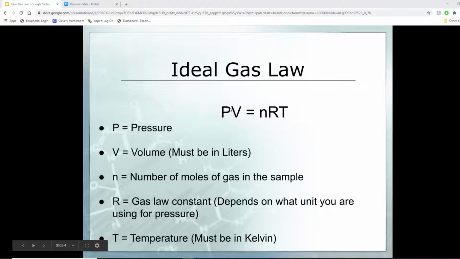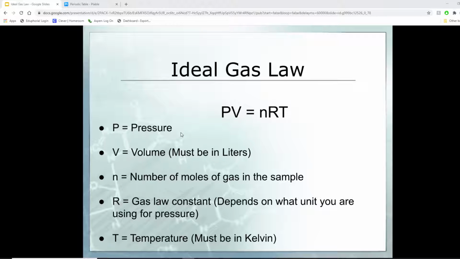So the ideal gas law, the equation for it is PV equals nRT. So P is your pressure, and the pressure can be in any of the units we've talked about. You can have atmospheres, you can have millimeters of mercury, you can have kilopascals, whatever you want for pressure or whatever the problem gives you. You don't have to worry about converting it to something else.